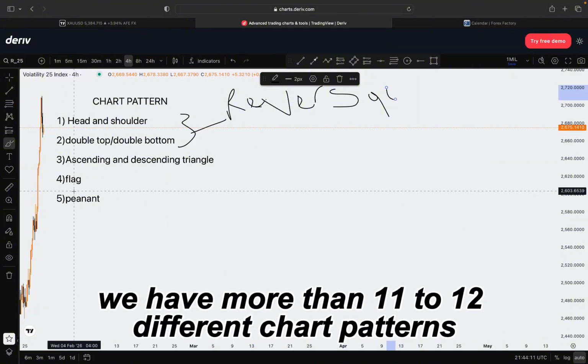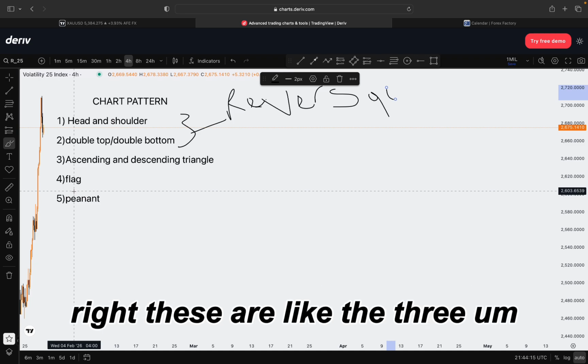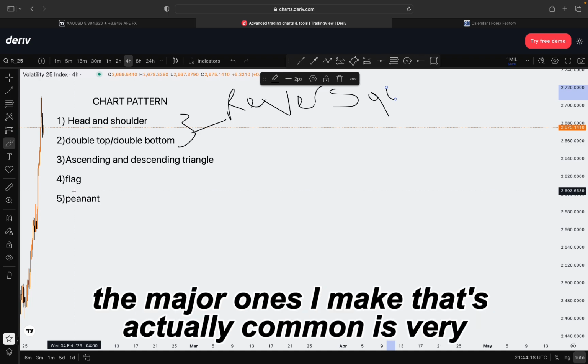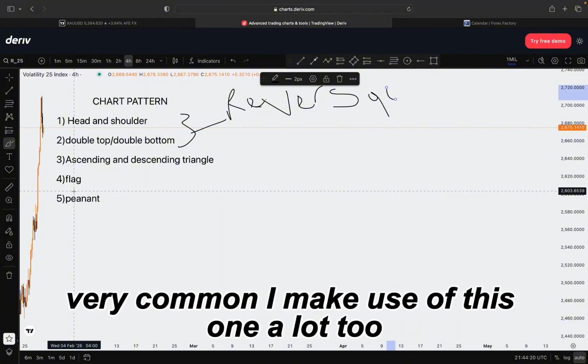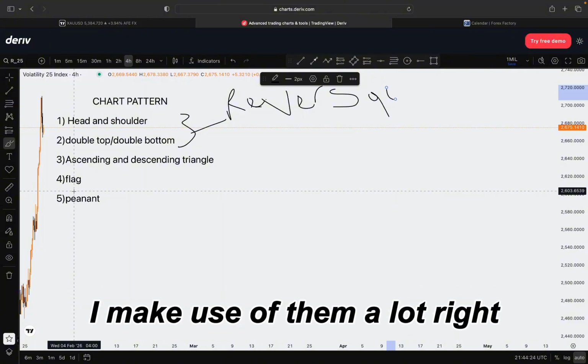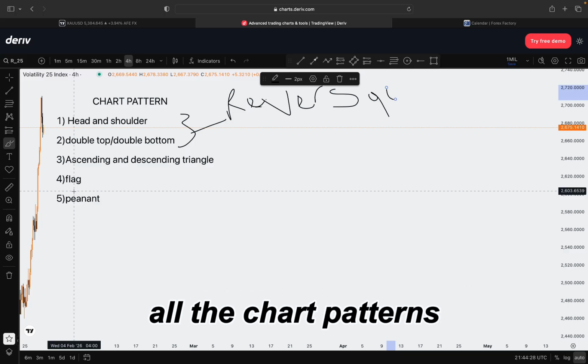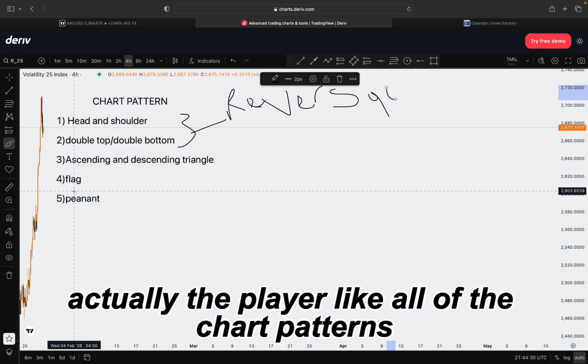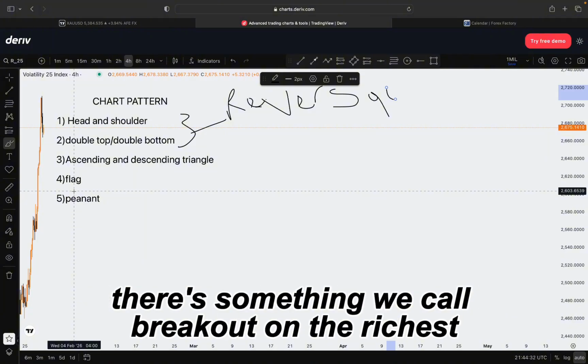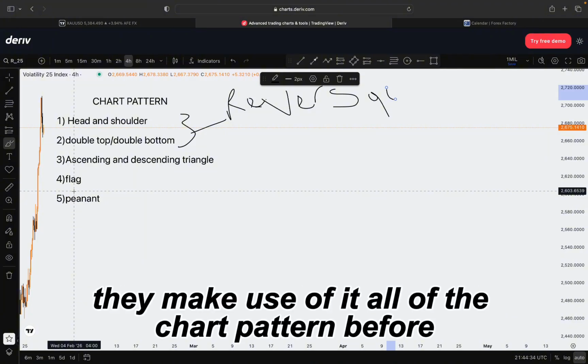We have more than 11 to 12 different chart patterns, right? These are the three major ones that are actually common. It's very, very common. I make use of these ones a lot too. So I'll just use this to explain. All the chart patterns play alike. All of the chart patterns have something we call breakout and the retest. They make use of it.